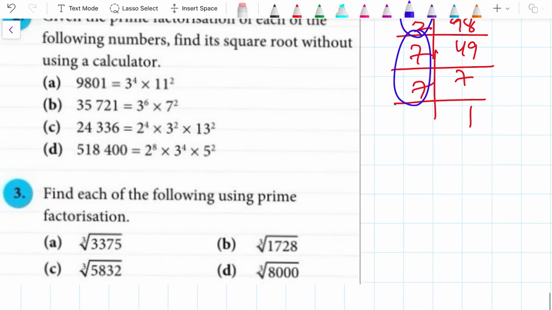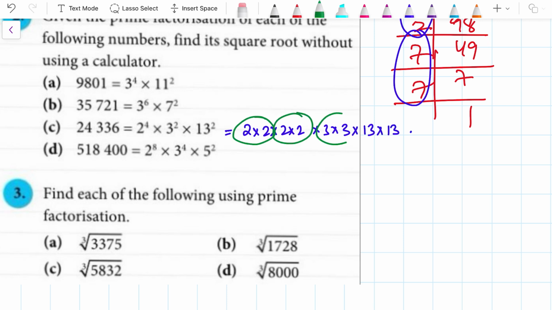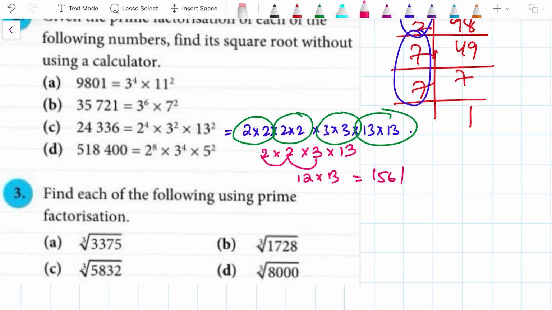Over here we expand 2 into 2 into 2 into 2 into 3 into 3 into 13 into 13. Make pairs, 1, 2, 3, 4. So it becomes 2 into 2 into 3 into 13. 4 into 3 is 12 into 13. So 12 into 13 gives you 156 as my answer. So therefore the square root of 24336 is 156. The rest of the parts you can try yourself.